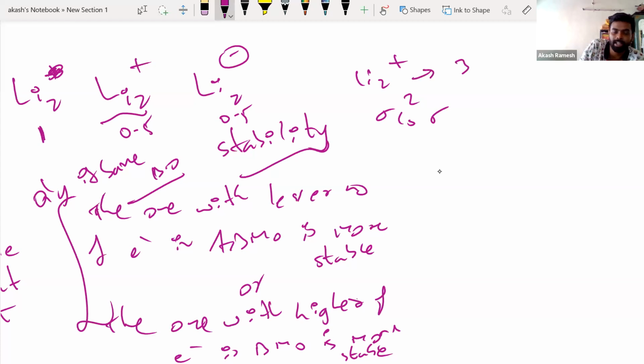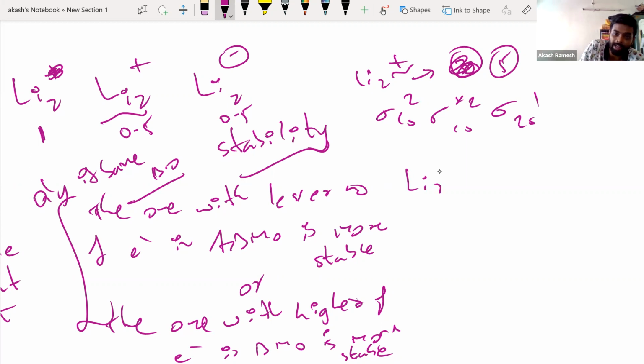Basically, Li2 plus would have 3 electrons. Lithium has an atomic number of 3, so Li2 will have 6 electrons, and Li2 1 plus will have 5 electrons. Okay, fine. So sigma 1s2, sigma star 1s2. One more electron would be sigma 2s1. This is for Li2 1 plus.